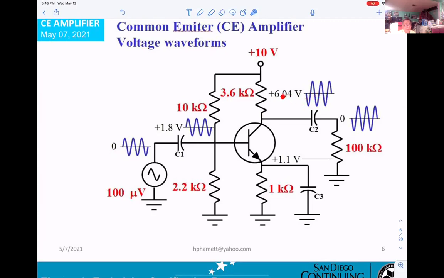So maybe you cannot see this sine wave or cannot measure it. The thing is, it will be sitting inside 6.04 volt DC. That's too big. Especially at this point, the base. At the base here, you get 1.8 volt DC. However, the AC will be 100 microvolt. So this signal will be too small compared to 1.8 volt DC. So if you do not set to AC coupling, you cannot measure the sine wave. Okay?